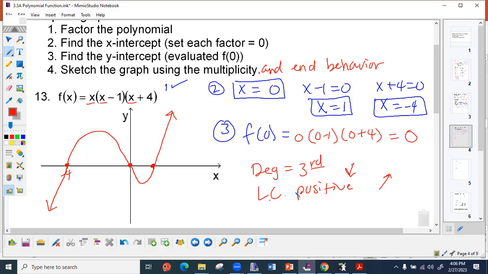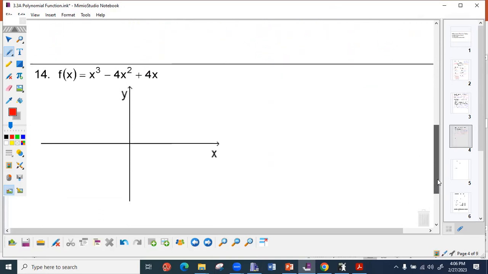Okay, now it's easy when it's already factored for us, right? But what if it's not factored? Then you have to factor it, which is why we spent 2 weeks learning how to factor, right? So, oh no, this isn't factored. I quit. That's what some of y'all would say, but that's okay.